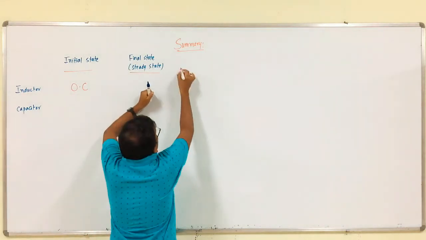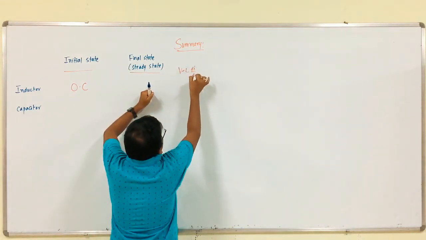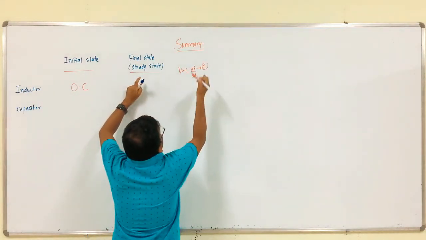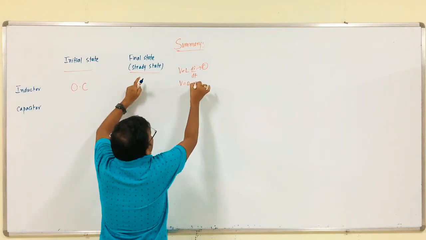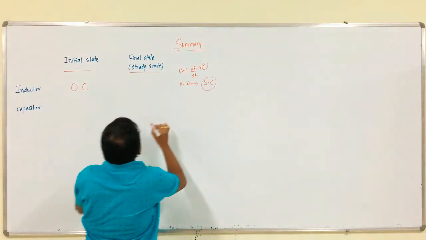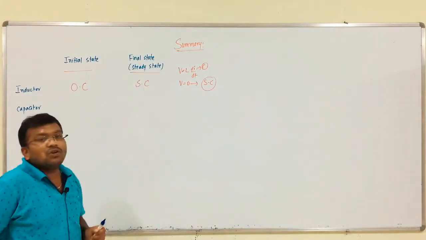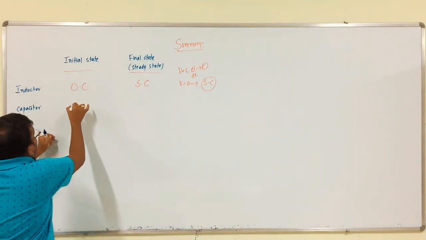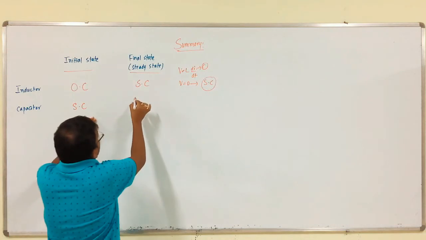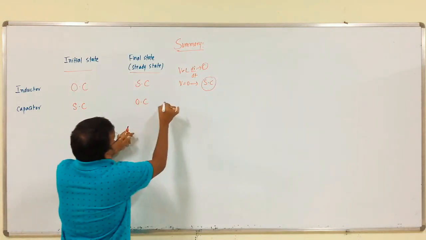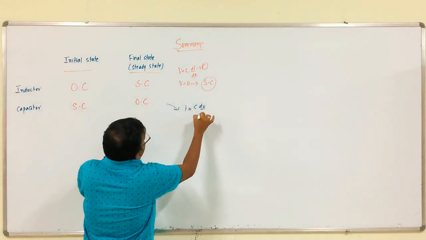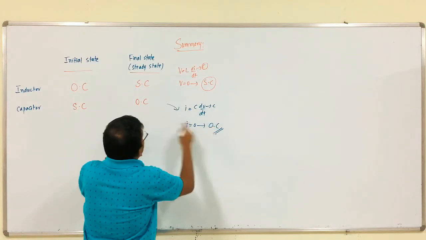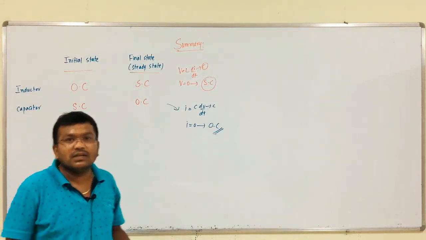If you do not have any idea about the initial state and steady state, just write V equals L di by dt, this equation in case of the inductor. Steady means the current is constant. If current is constant, V equals 0. If voltage equals 0, it acts as short circuited. So under steady state, it acts as short circuited. In case of the capacitor, at the instant of switching, it acts as short circuited. Under steady state, it acts as open circuited. For this, I equals C dV by dt. If V is constant, I equals 0. If I equals 0, it acts as open circuited. That is the logic.